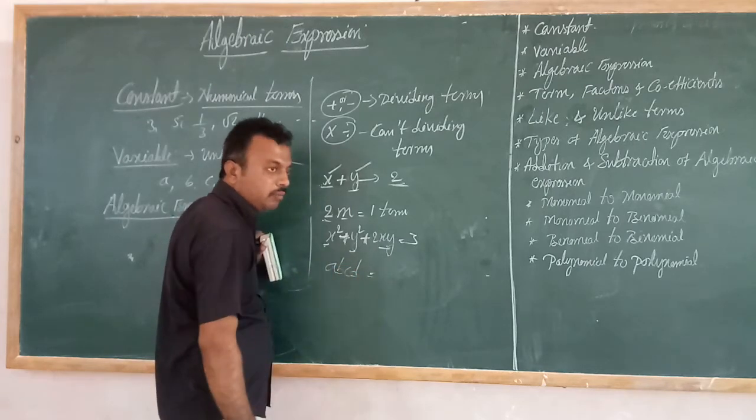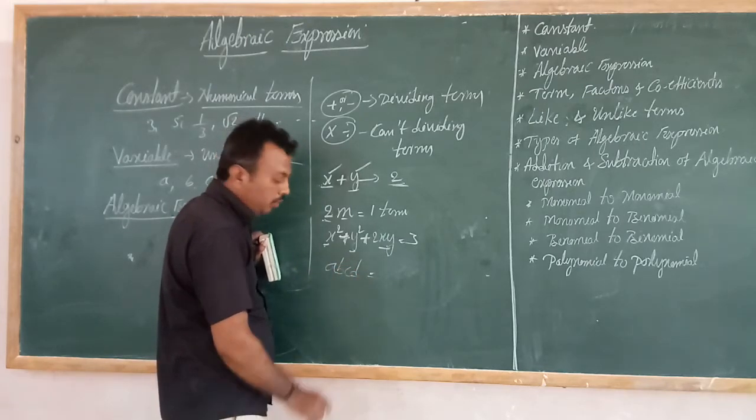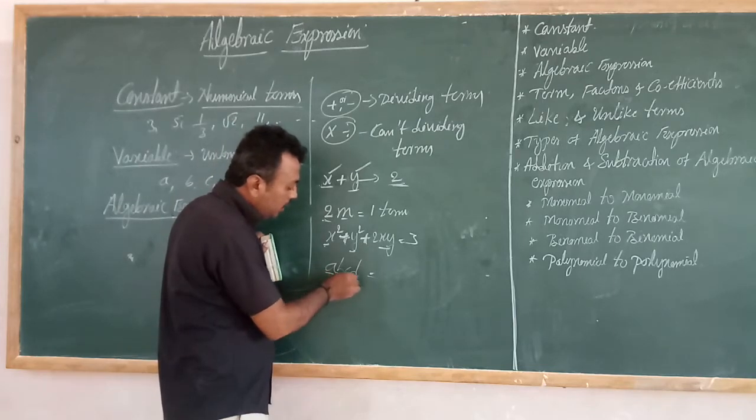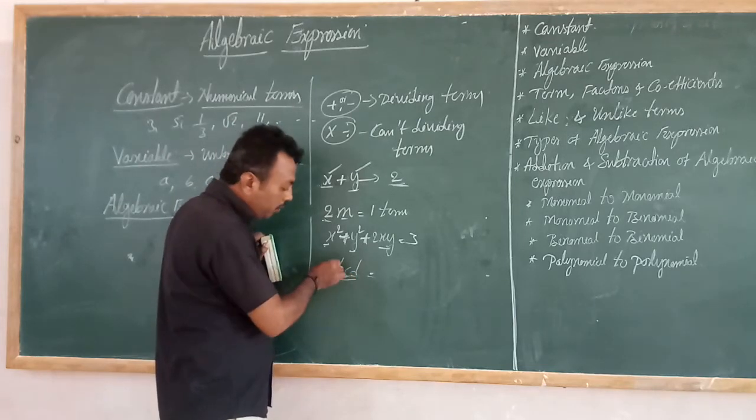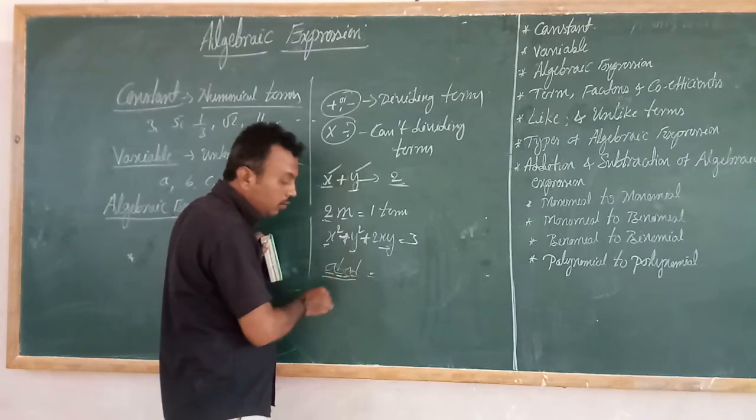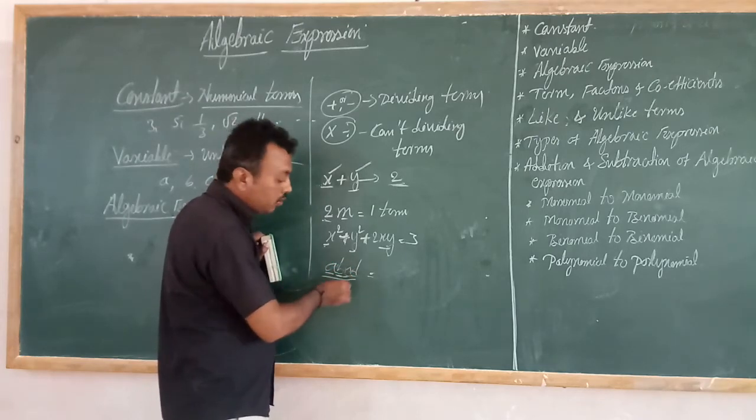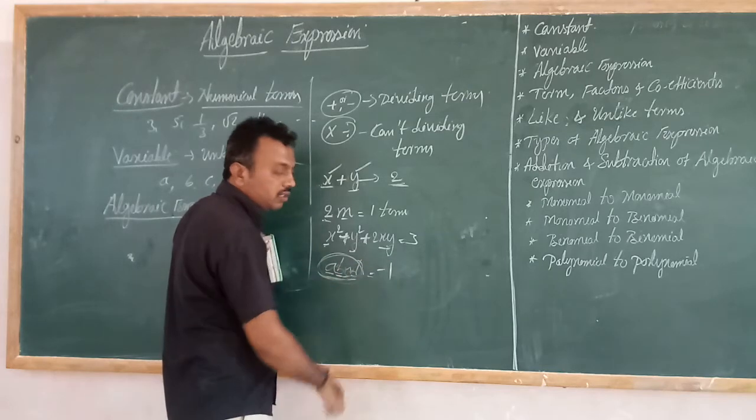Then abcd. How many terms are there? a, b, c, d. a is one of the variables, b, c, d. These are all the variables. In between which sign is there? Into sign is there. Into, is it dividing or not dividing? Not dividing. So we can consider it as only one term.